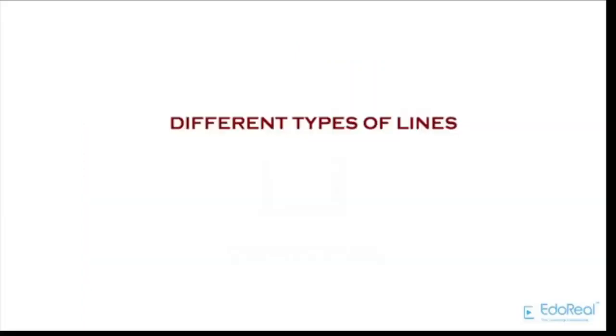Now we have completed the description of the various instruments which are used for engineering drawing. Now we will see the different types of lines. Why do we use different types of lines? So as to make the engineering drawing easily readable, different types of lines are used. Now we will see them one by one.